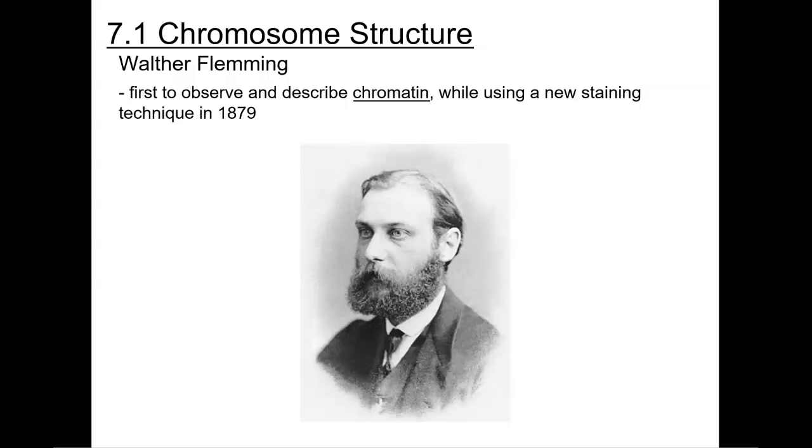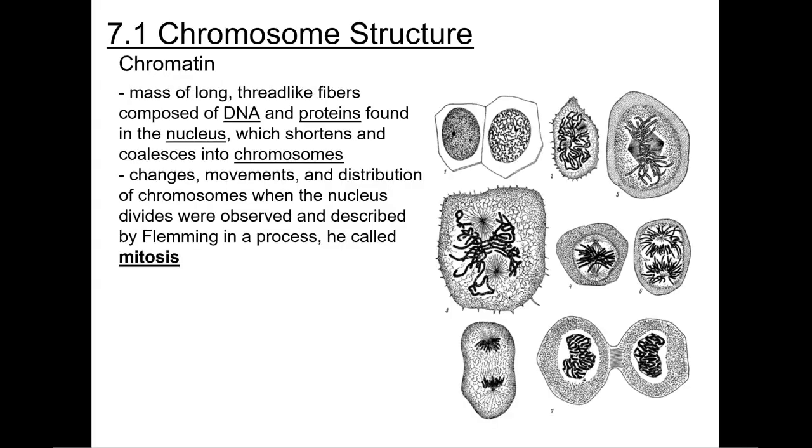Most of the cell is spending its life in interphase where it's just doing its job. So that chromatin is going to be in a loose form that kind of looks like strands. I guess you could liken it to strands of spaghetti. It only condenses into a chromosome once it's getting ready to divide and go through mitosis or meiosis. So here with the chromatin, it's going to be a mass of long thread-like fibers that are composed of DNA and proteins that's found in the nucleus.